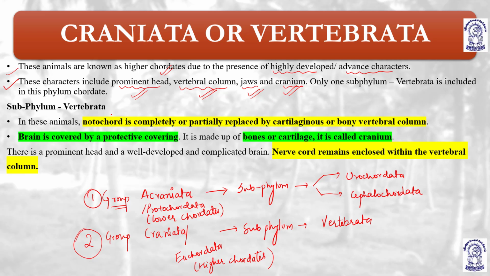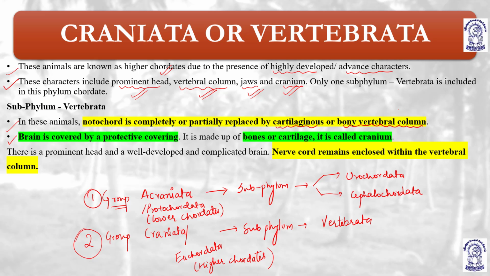In subphylum Vertebrata, the notochord is completely or partially replaced by a cartilaginous or bony vertebral column. You have to remember: cartilaginous or bony vertebral column. So in Craniata or Vertebrata, the notochord is either completely absent, or it is replaced by a cartilaginous or a bony vertebral column.